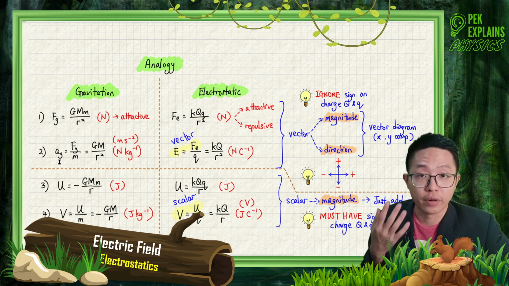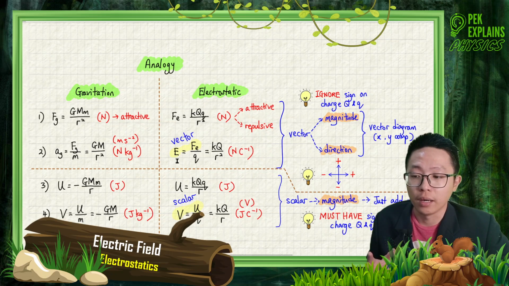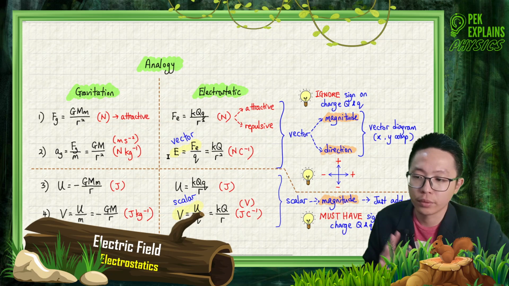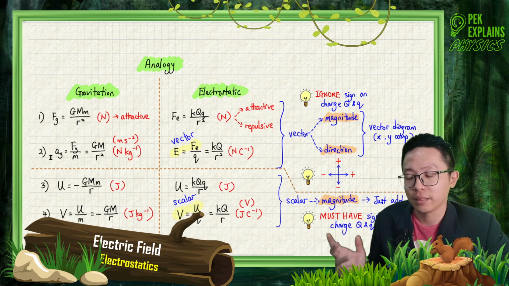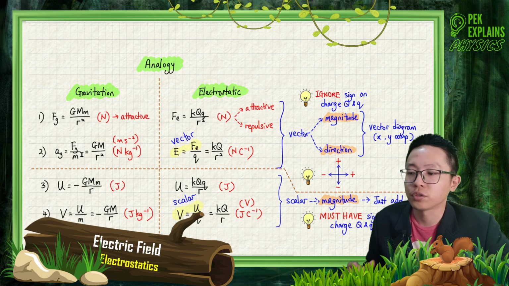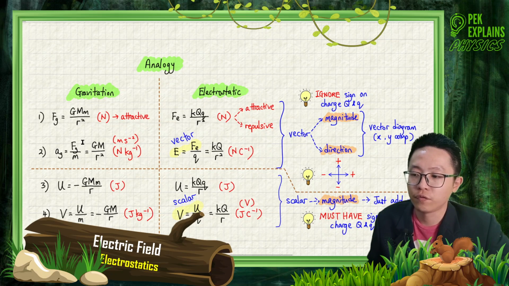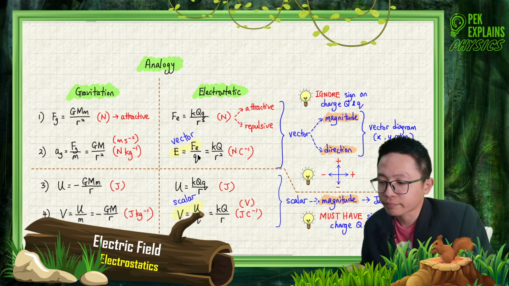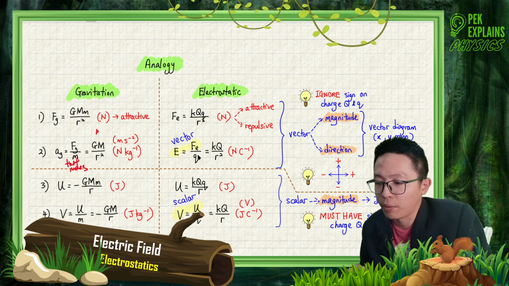Last time we have gravitational field strength, or acceleration due to gravity. Now we have electric field strength. Last time it is force over mass, force over test mass equal to GM over R squared. This is the point mass. Last time we divided by the test mass, and the big M is the point mass.